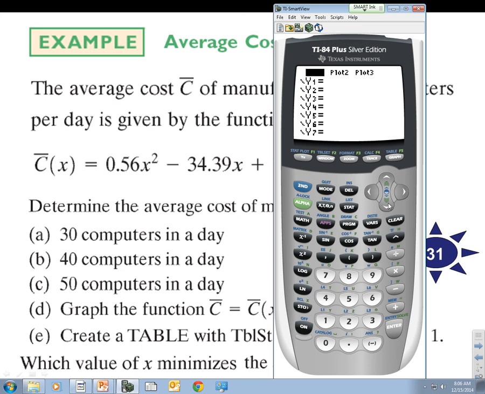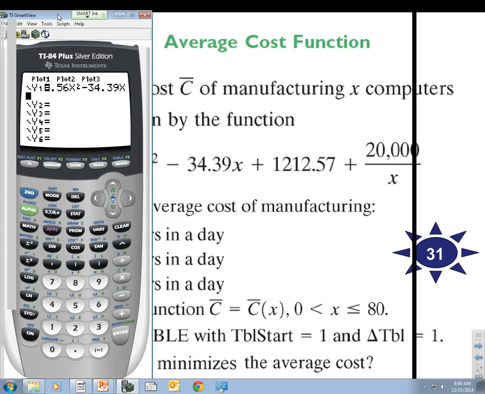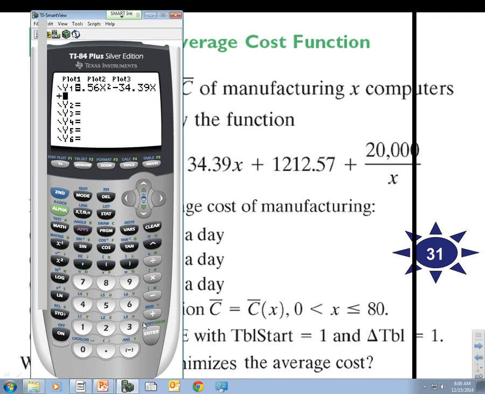Let's plug it in. Y equals 0.56x squared minus 34.39x, plus 1212.57 plus, and in parentheses so we don't get lost on our order of operations, 20,000 over x. And so let's go to our table, which should already be in ask mode.